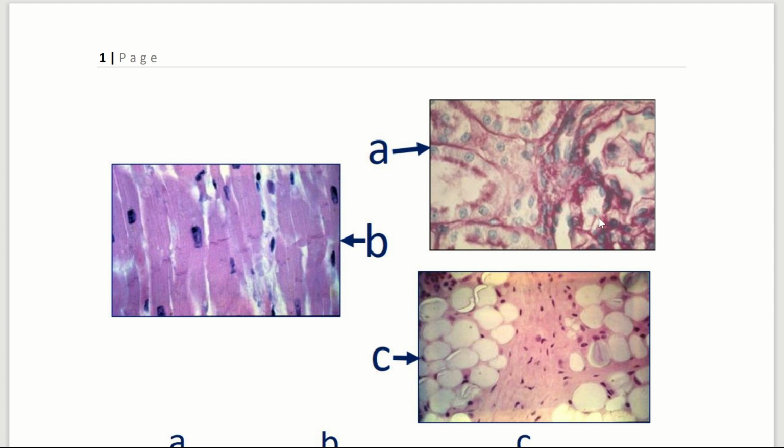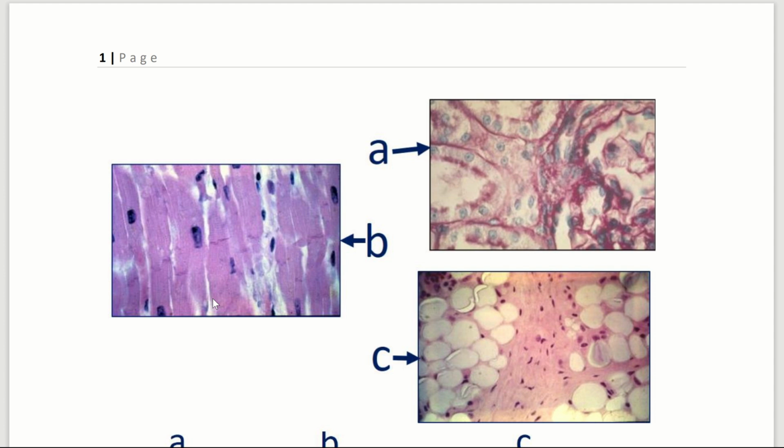And just remember the functions of epithelium are going to be lining body cavities, right? So epithelium is a lining, epithelium is a barrier. Just remember, that's one of the main functions of epithelium.